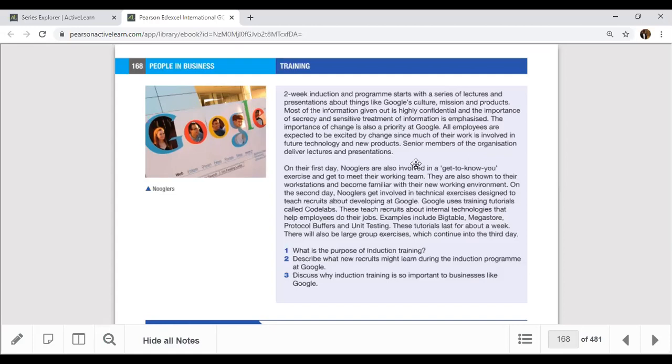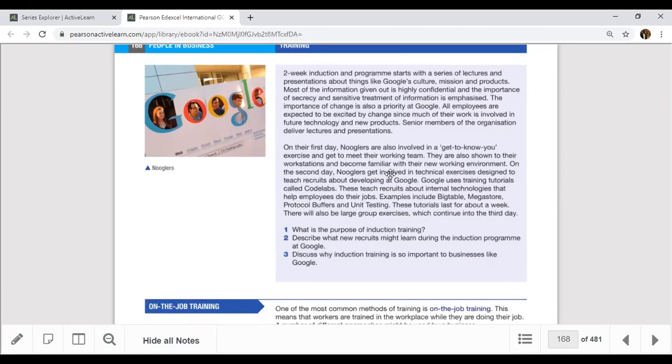Senior members of the organization deliver lectures and presentations. On the first day, Nooglers also take part in a get-to-know-you exercise and meet their working team. That is to familiarize with other people, because it's not an individual thing; sometimes it's teamwork. So you should identify who your team members are. You should get to know everyone. It promotes teamwork actually. So you are not alone, you are part of a team. They are also shown their workstation and become familiar with their new working environment.